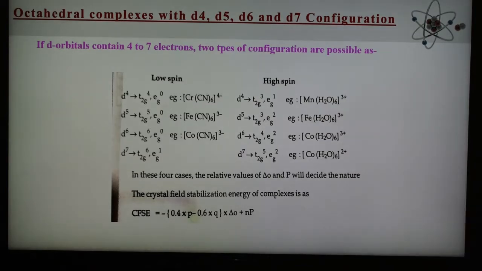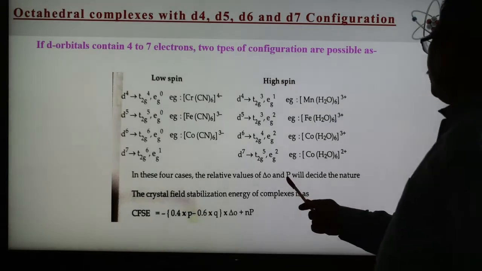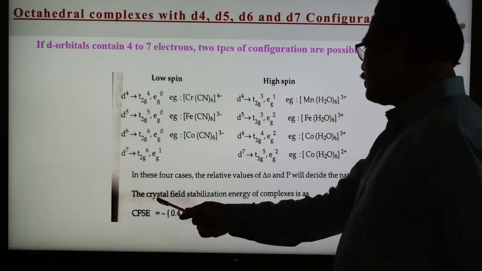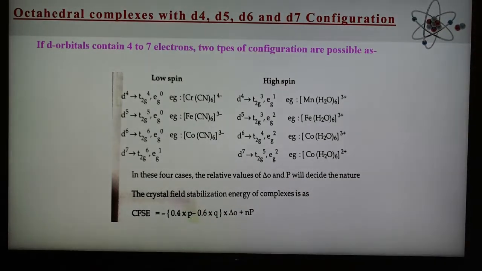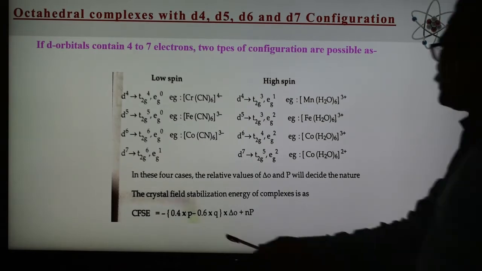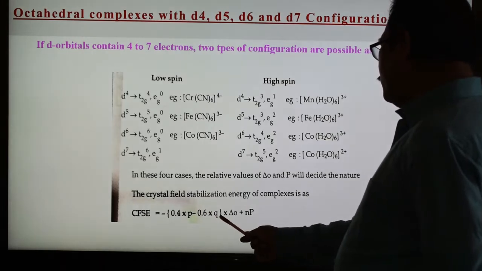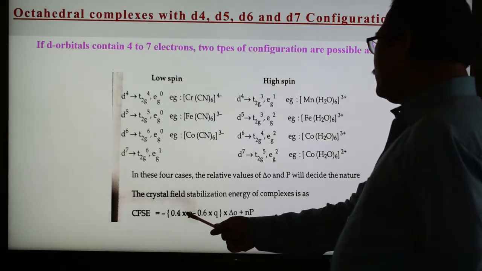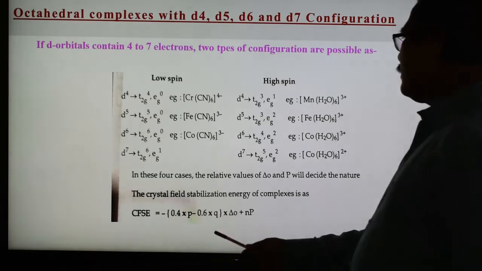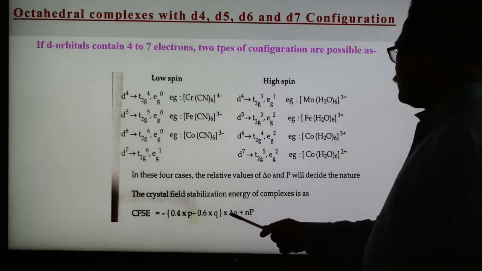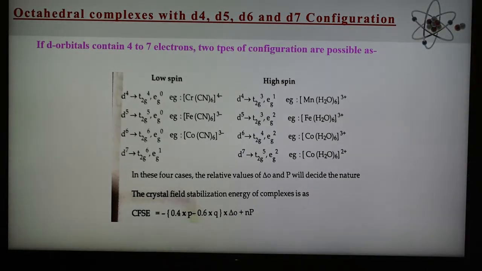So in these cases, the relative value of delta O and P will be decided on the basis of the nature of the ligand, and here the CFSE value for the complex can be determined by using this formula: minus 0.4 p delta O minus 0.6 q delta O plus nP. p is the number of electrons in the t2g set, q is the number of electrons in the eg set, delta O is the crystal field splitting, and P is the pairing energy. n is the number of electron pairs, 1, 2, 3, whatever is there.